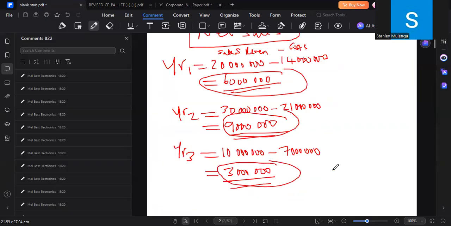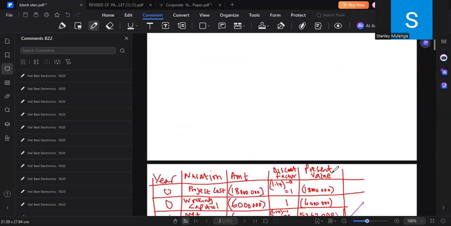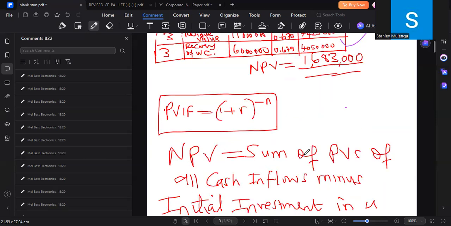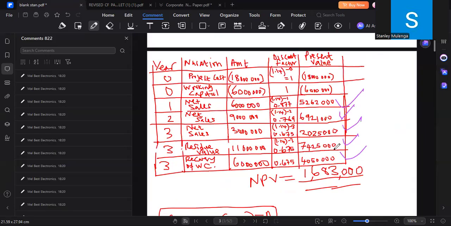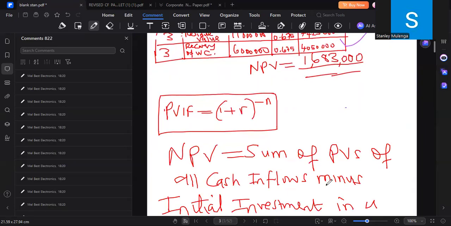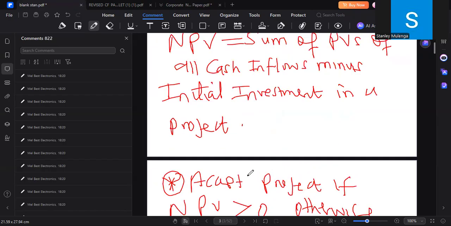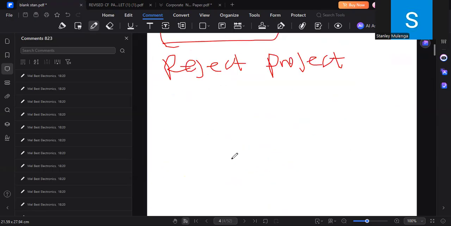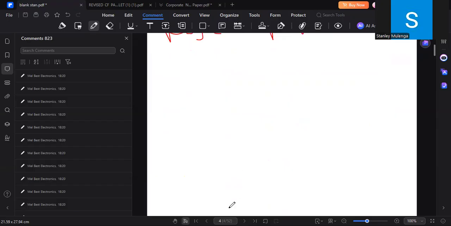Then we have the NPV, which is this one. Accept the project if NPV is greater than 0. It is the sum of present values of all cash flows minus the initial investment in the project. Let's see the NPV. Accept the project if NPV is greater than 0, otherwise reject the project. Now we are to get to the internal rate of return.